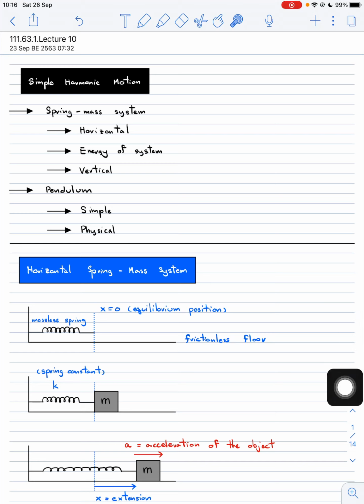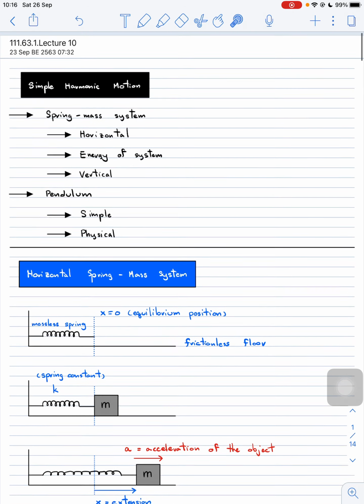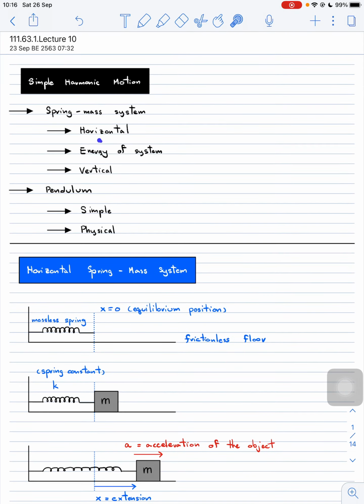So now what we want to study in this topic: we want to talk about the spring-mass system, starting with the horizontal spring-mass system. This will be the first one. Then we study the energy of the system, both kinetic and potential energy. Then we talk about the vertical spring-mass system, and we're going to see how the vertical system differs.